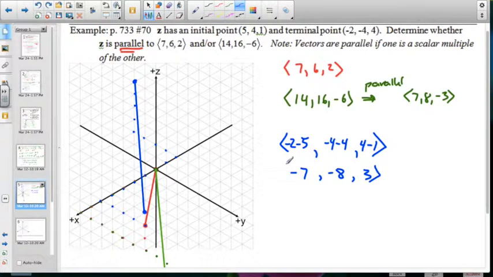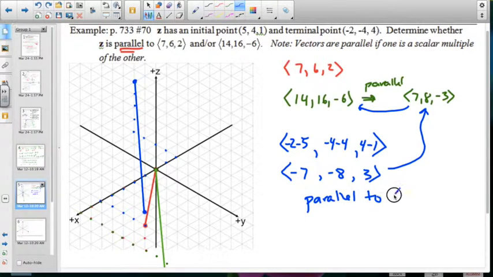And so if you notice, this vector is a scalar multiple of the original green vector that we didn't have the room to draw. It just would have been twice as long. So this one must be parallel to 14, 16, negative 6.